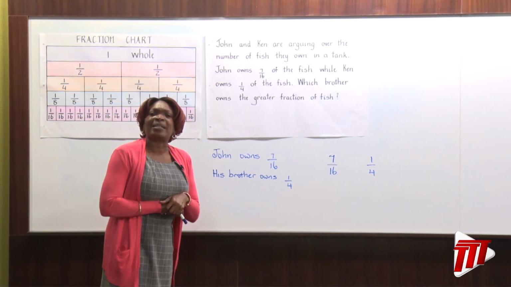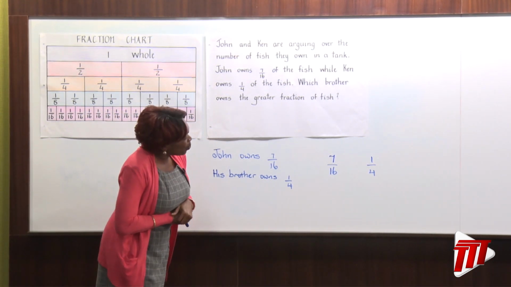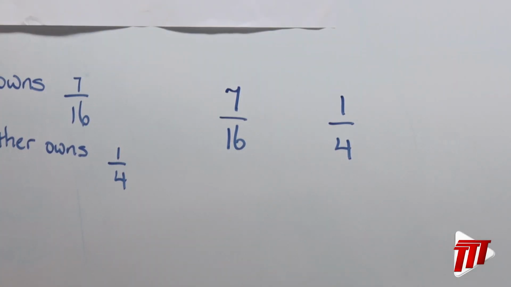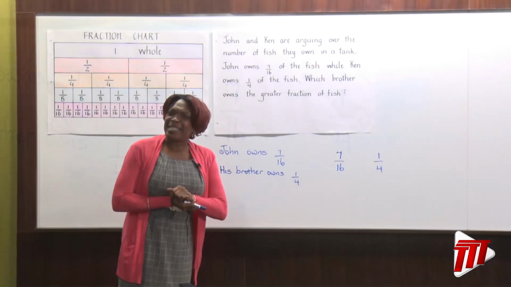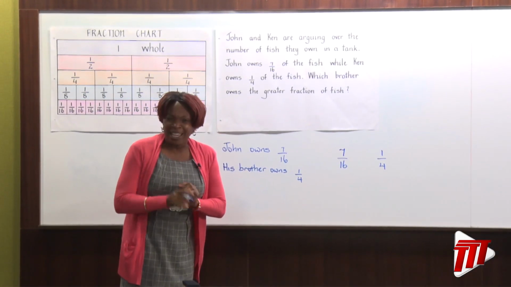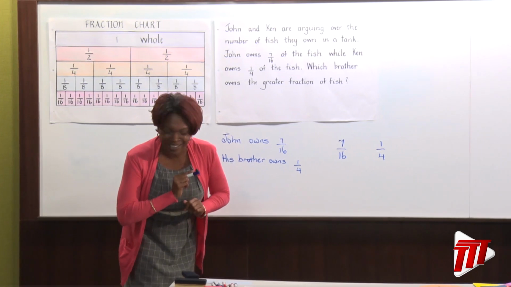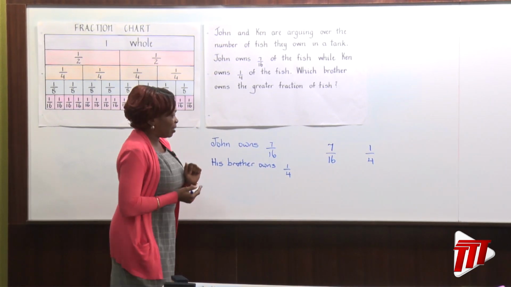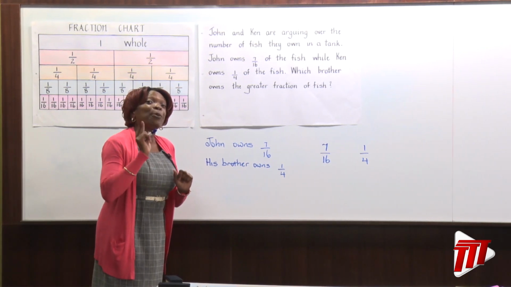What can we do with this? Is one a multiple of the other? Can we use a method where we can get both of them being equivalent fractions with the same denominator? 16 seems to be a multiple of 4, if you know your 4 times tables. Let's try to change 1/4, and let's see what we get. Applying the same principle we did before.